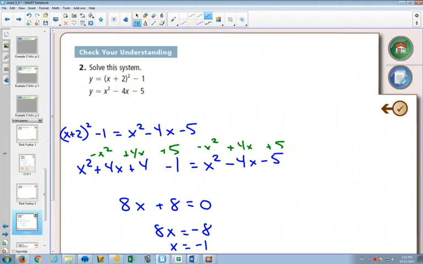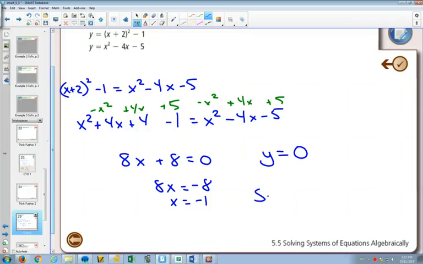So to get x by itself, there's only one value for x to solve for. And when x is equal to negative 1, you could plug that back into either one of your original equations, and you get y is equal to 0. So our solution, and we always write our solution as a point, because it's an intersection, negative 1 comma 0.